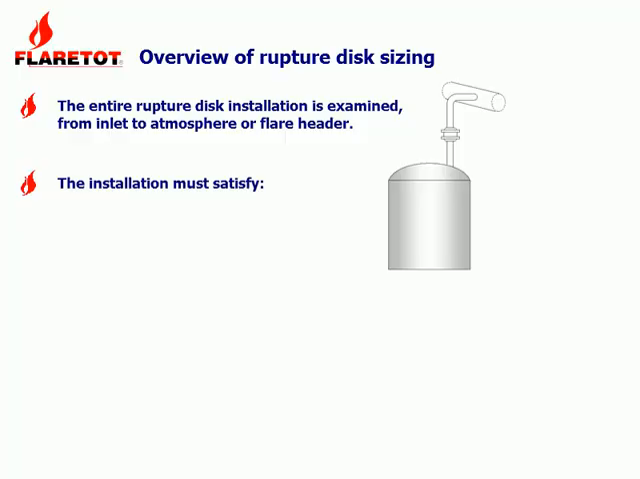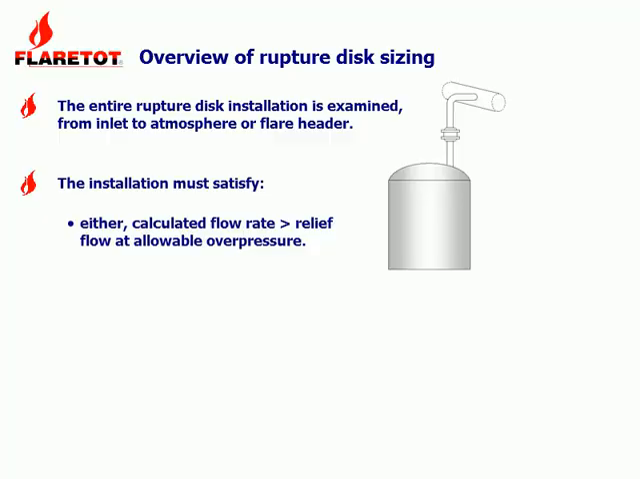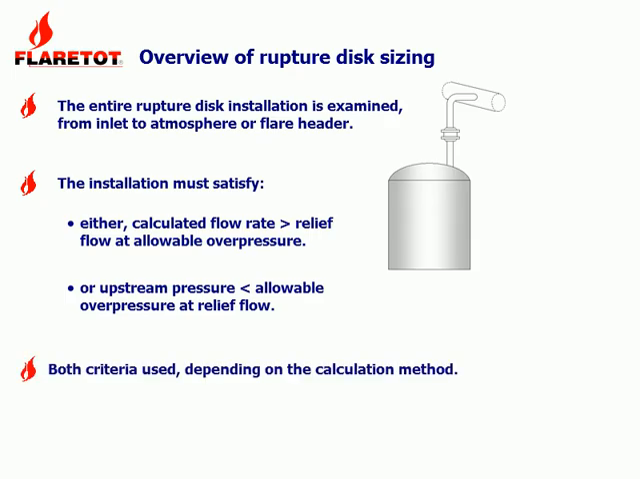The installation is considered adequate when one of two conditions is met. 1. The calculated flow rate for the installation is greater than the relief flow rate when the inlet pressure is at allowable overpressure. 2. The inlet pressure is less than the allowable overpressure at the required relief flow rate. Both criteria are evaluated in FlareTot, depending on which calculation method is used.